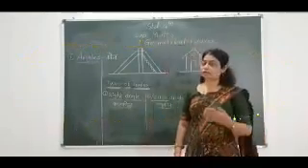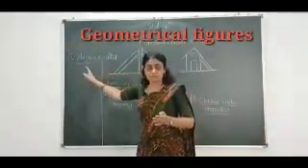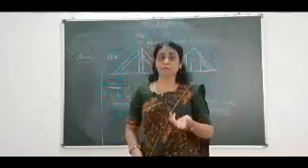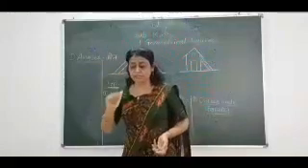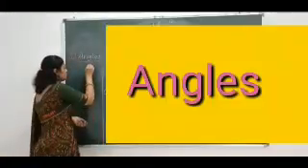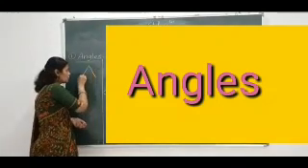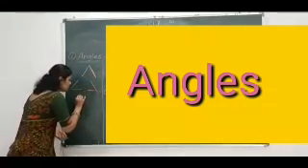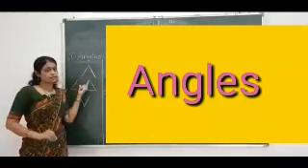In the 4th standard, we learn about geometrical figures, which include angles, circles and their parts, geometrical shapes, their sides, their vertices, etc. But first we learn about angles, kon. Angles, kon. This concept is new for you. See here. Angle means whenever two lines are meeting together, there is an angle. It can be like this, like this, like this. These all are angles.